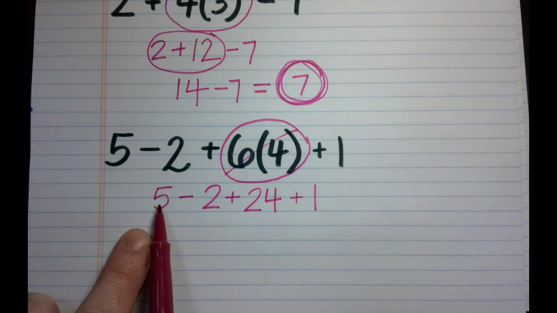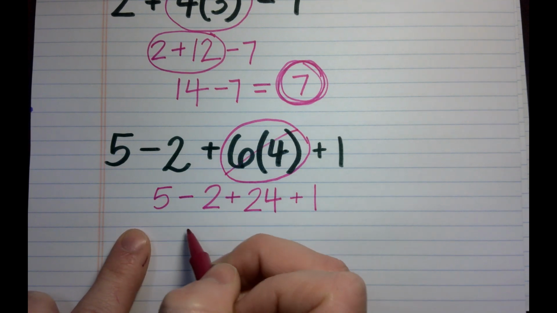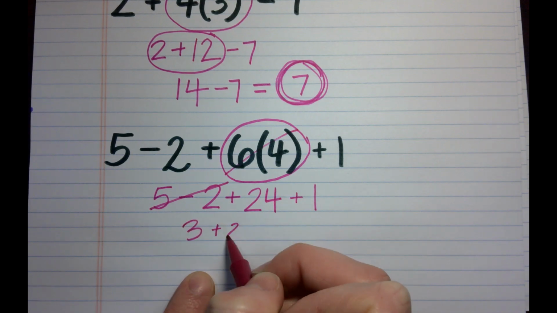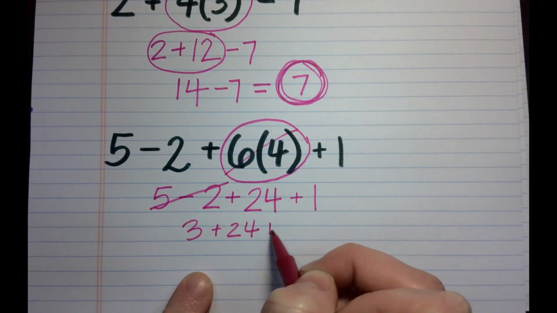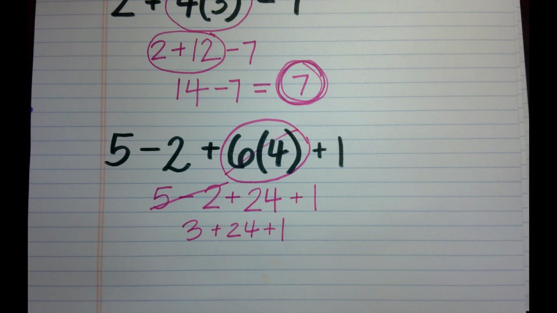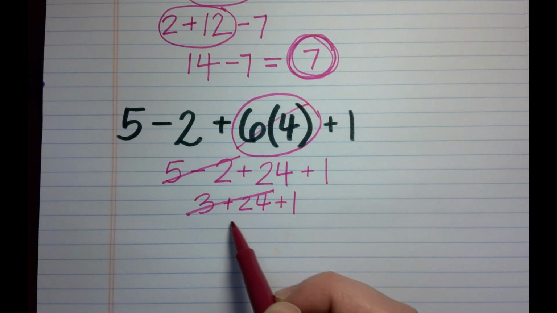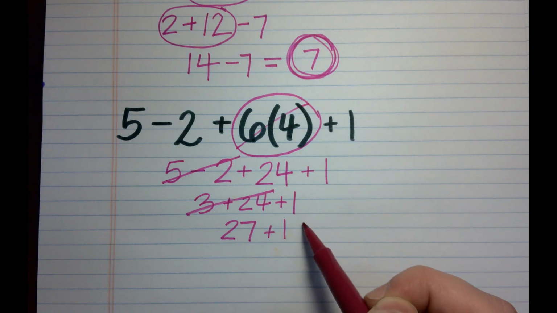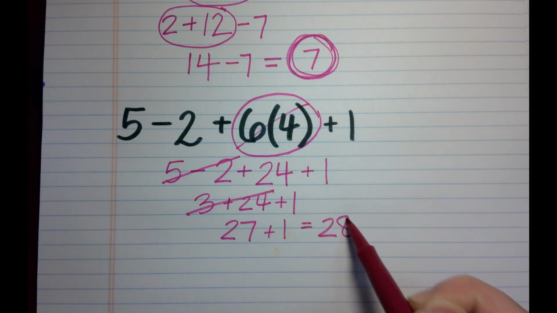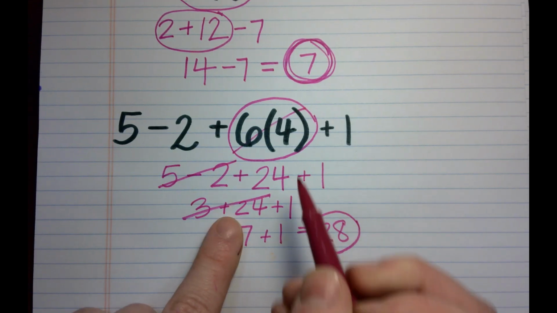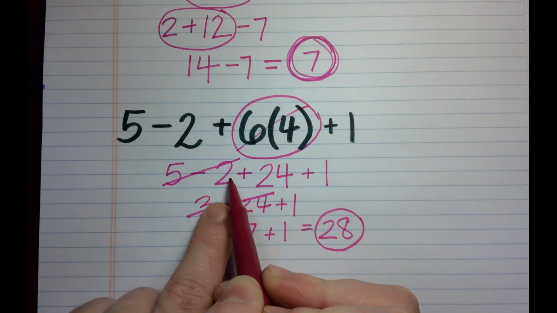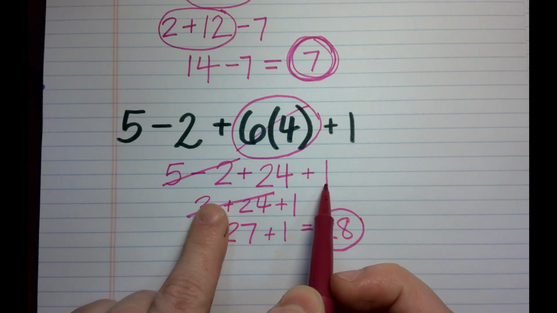Let's see. What's 5 minus 2? 3. We'll bring everything down. Plus 24 plus 1. What's 3 plus 24? 27. 27 plus 1. 28. Beautiful. And let's check that other method. 24 plus 2 plus 1. Still 28.